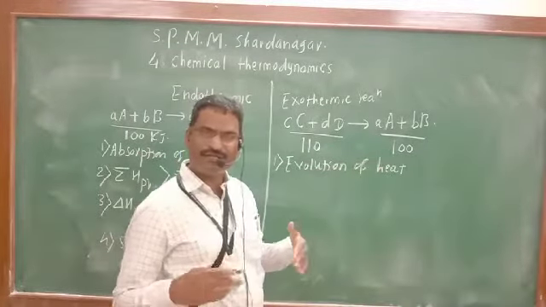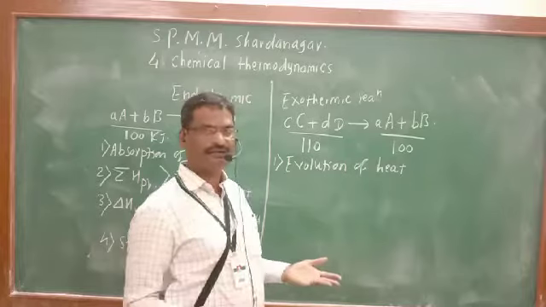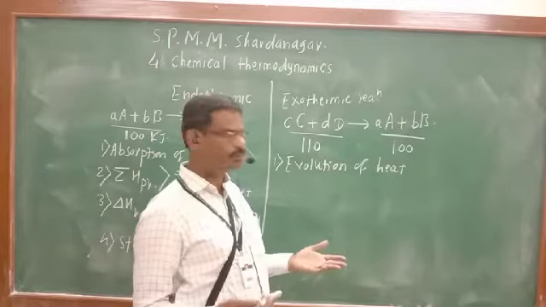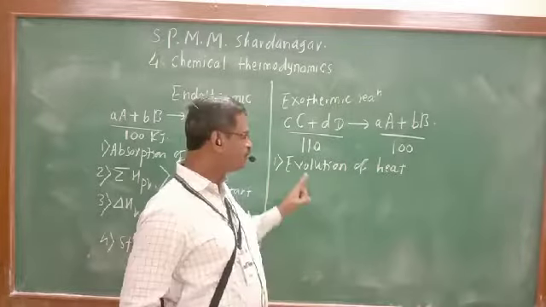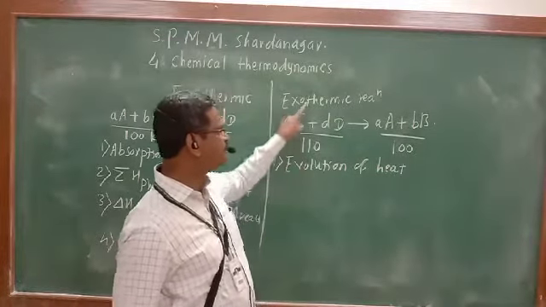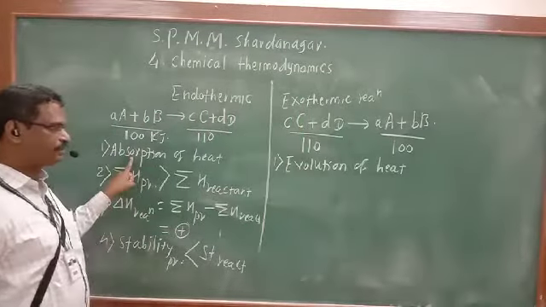So how much energy is lost there? How much heat is lost? 10 is the loss, maybe kilojoule, joule. We have not written the units. 10 is the loss. So evolution of heat takes place, that is known as an exothermic chemical reaction. Here it is absorption of heat.